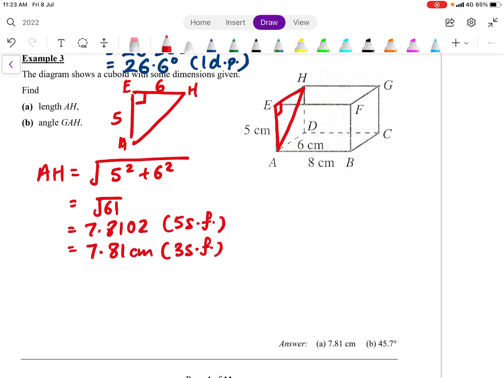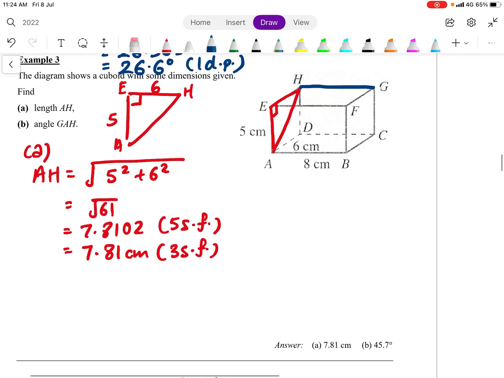Angle GAH. Let's locate where GAH is before we draw the triangle. Every question we try to draw a triangle. GAH. Oh, okay. GH is here. I use a different color. GH is here. GA is floating diagonally. Then AH is the red line. So it will overlap. AH is the red line. Overlap. So where's the 90 degree?